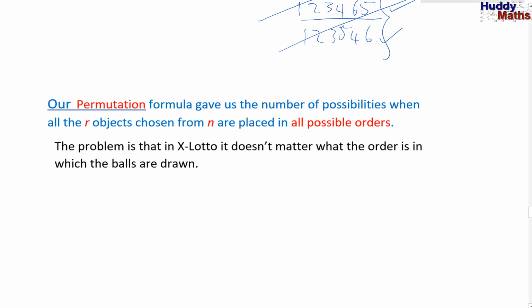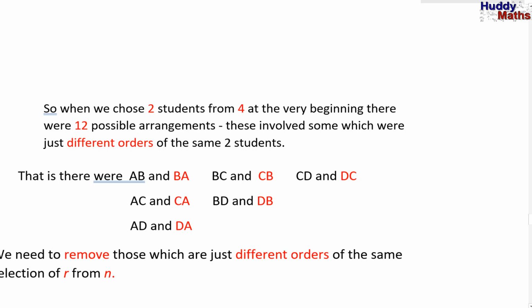Our permutation formula gave us a number of possibilities of choosing R from N, the permutation of N objects taken R at a time, and putting them in all different orders. It doesn't matter in Cross Lotto what the order is in which the balls are drawn. So you've got too many possibilities. Let's see if we can do something with that.